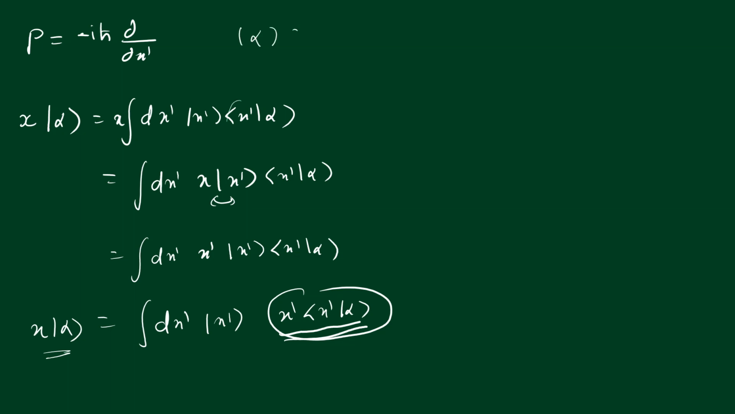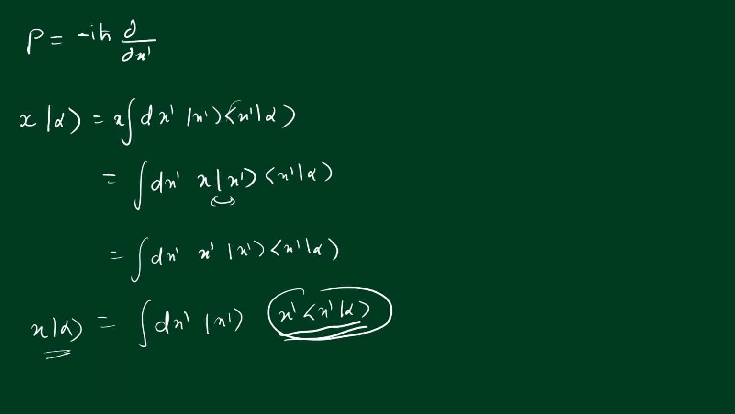When we look at ket alpha, this is integral dx prime ket x prime bra x prime ket alpha. We take only these expansion coefficients to represent the vector. So ket alpha is represented by the expansion coefficients bra x prime ket alpha. The expansion coefficients of x acting on ket alpha are x prime bra x prime ket alpha. So the action of the operator x in the position space is simply to multiply by the position x prime, whereas the momentum operator is a derivative.